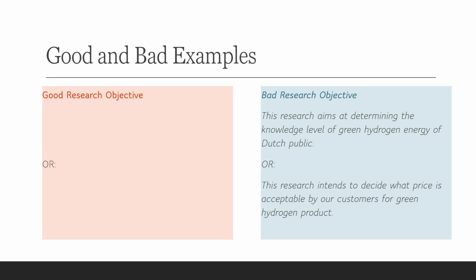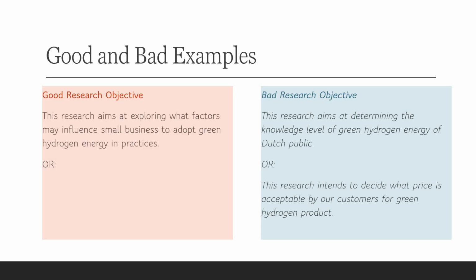Now I show you the other good research objectives. The first one said, this research aims at exploring what factors may influence small businesses to adopt green hydrogen energy in practice. For this research objective, I think it's quite clear. First, the target group is very clear. It's about small businesses. It's not about the general Dutch public. And second, they look into what kind of factors may influence the adoption of hydrogen energy.